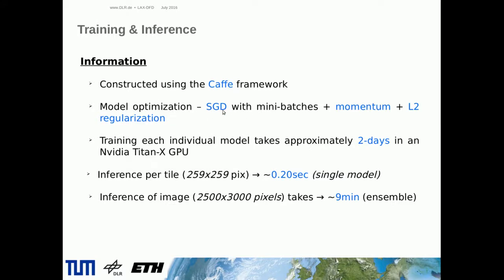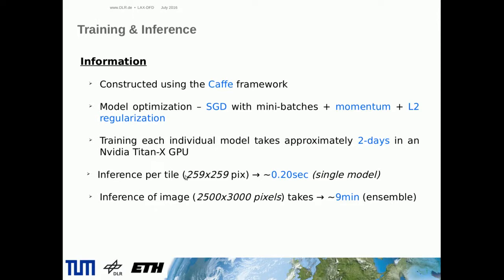The model optimization was done with stochastic gradient descent with mini-batches, momentum, and L2 regularization. These are more or less standard details nowadays for the training of these big networks, and it's almost by default that you have these properties. Of course, as I said before, the training takes quite long. So for optimal results, we trained the network for about 2 days on an NVIDIA Titan X GPU, as I said before, these GPUs which cost about €1,000.